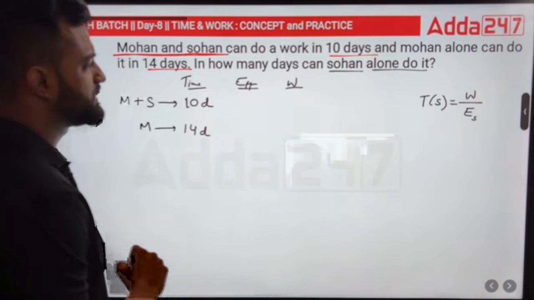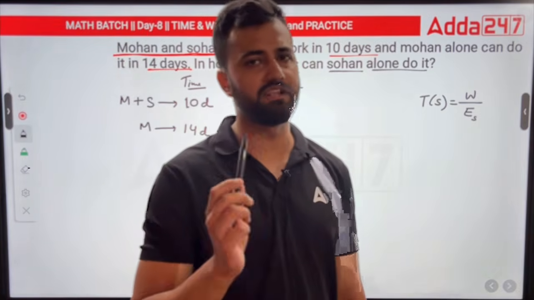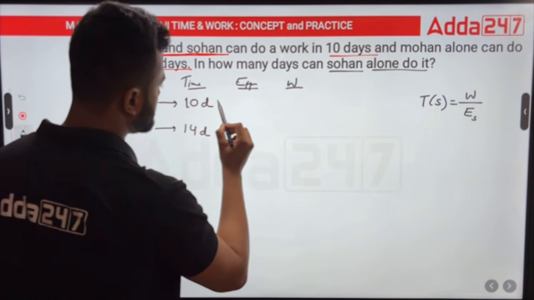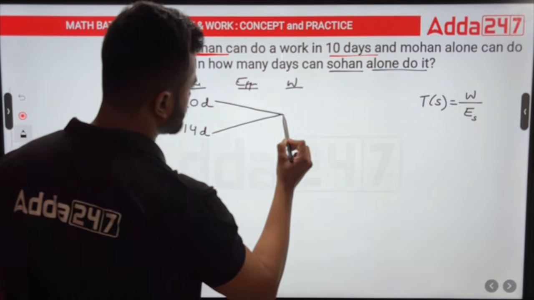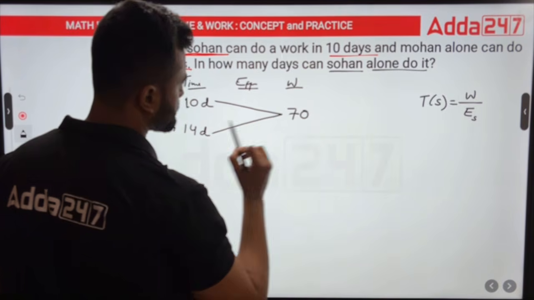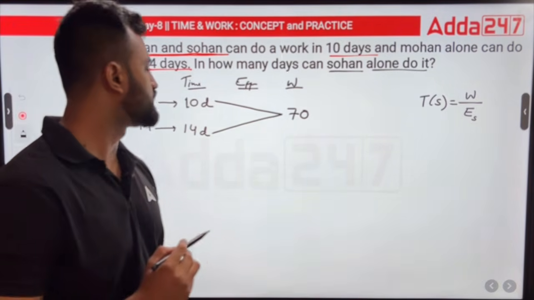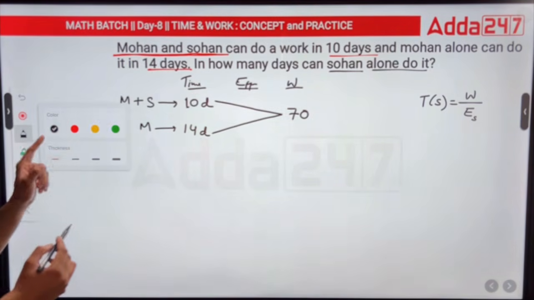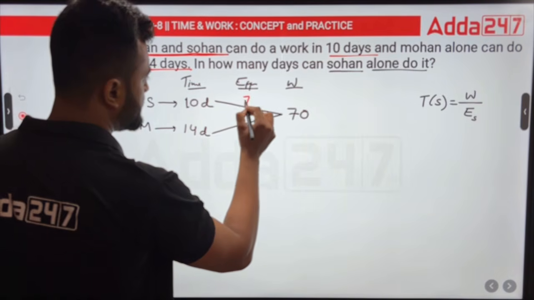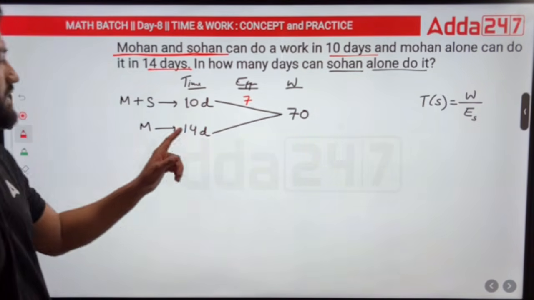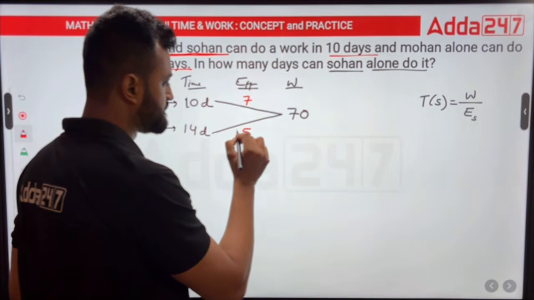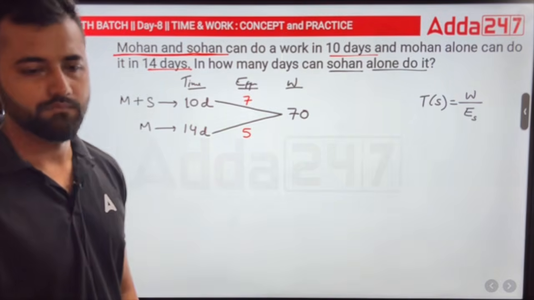Now in order to get work, it is the same concept, we'll utilize the LCM method. LCM of 10 and 14 would be 70. Yes, LCM of 10 and 14 is going to be 70. So in 10 what should I multiply to get 70? You would say in 10 multiply 7 and you will get 70. And at 14 what should I multiply to get 70? At 14 I'll multiply 5 to get 70. Okay, we have got the efficiency.